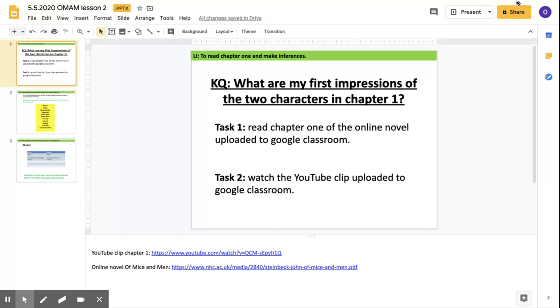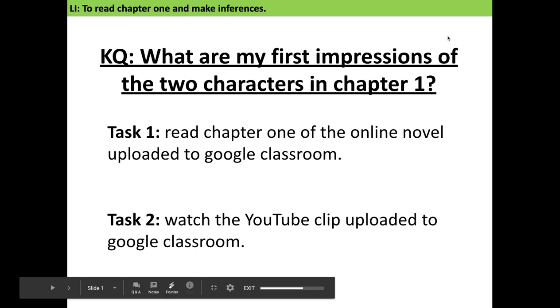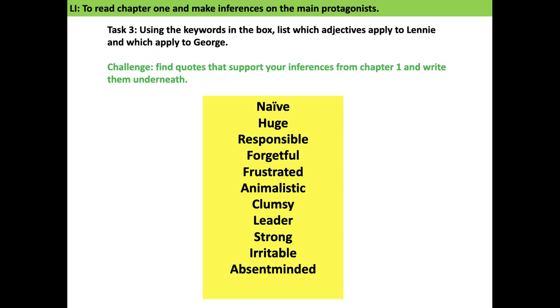Not only will I have put them on Google Classroom for you as a link, but they are also on the bottom of the slides here. As you can see, Chapter 1, you've got the YouTube clip, and the online novel of which you are going to read Chapter 1 only. This is a full PDF document of the novel of Of Mice and Men, but you will just be focusing on Chapter 1 for today and the first two characters you will meet. So task 1 and 2 there.